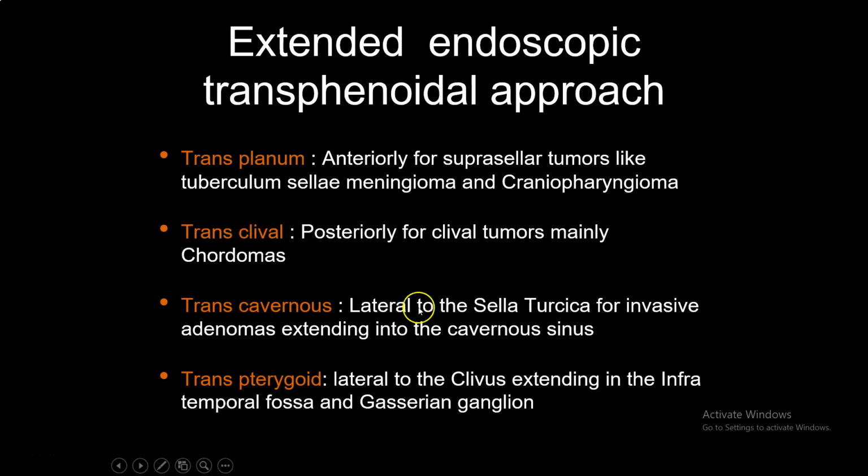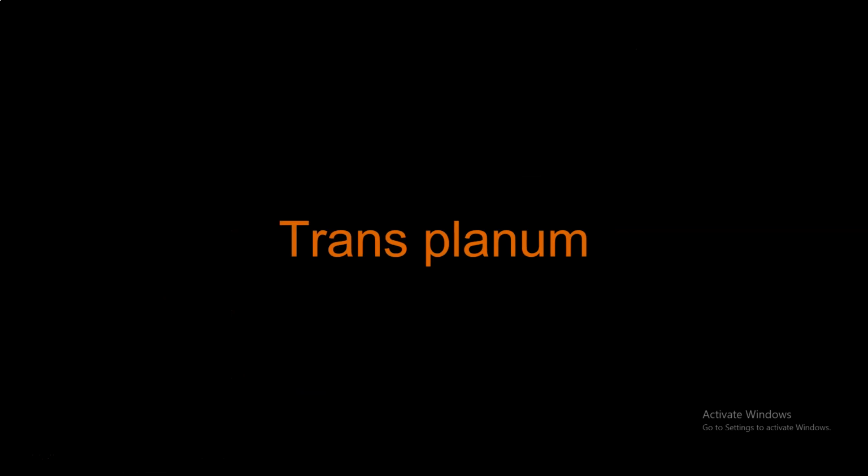If you go laterally to the sella, you go transcavernous to remove invasive adenomas from the cavernous sinus, or sometimes some tumors in the cavernous sinus like cavernomas can be removed from below. And if you go lateral and posterior, you get lateral to the clivus, you will get the Gasserian ganglion, as we said, and the infratemporal fossa. So by the extension of the transsphenoidal classic approach, we can reach suprasellar regions, clival regions, cavernous regions, and the middle fossa and infratemporal fossa and Gasserian ganglion. What we call extended endoscopic transsphenoidal.